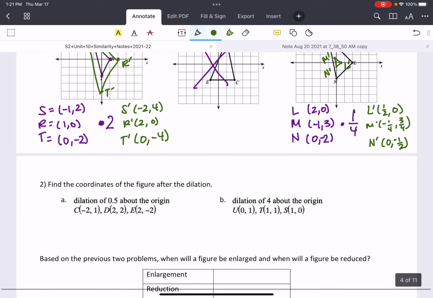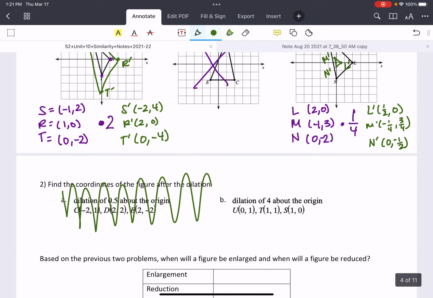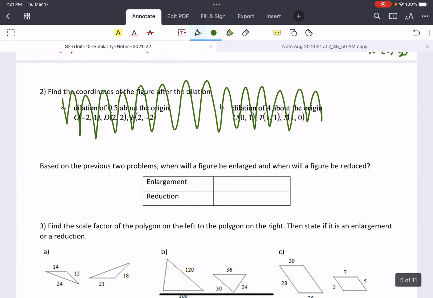Well, we've already done this. We're going to skip this part too. I already had you write out the points. You do it the exact same way. You just write out the points yourself. So based on these problems, this is what we learned.